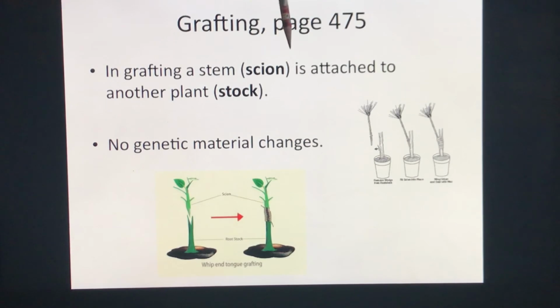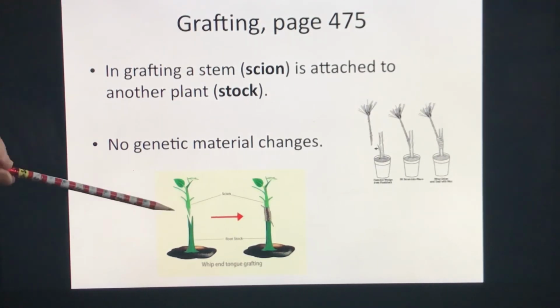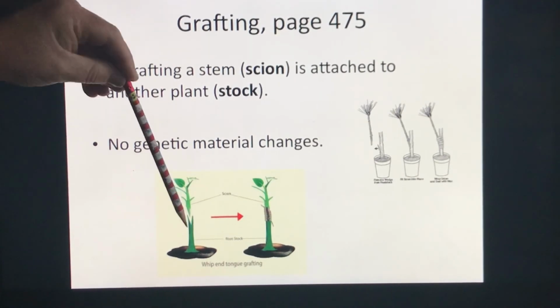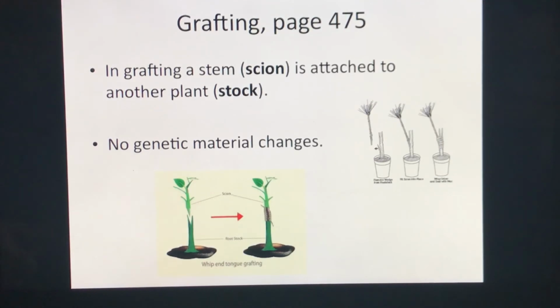So in this situation, the stem is called the scion, and the initial base plant is called the stock. One type of grafting is on the side of the stock, and in this case, the stock is cut in more of a V-shaped pattern, and the scion is attached inside of there.